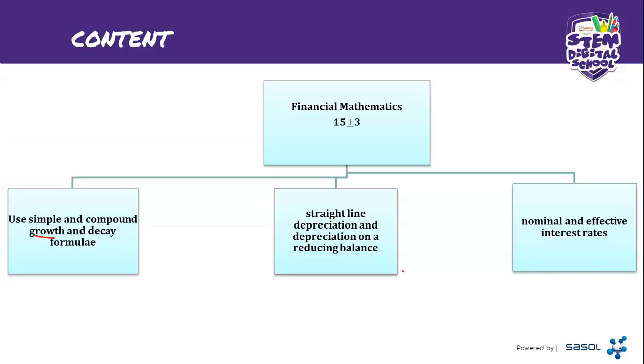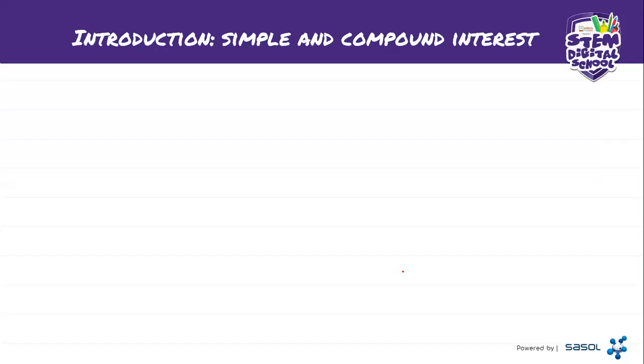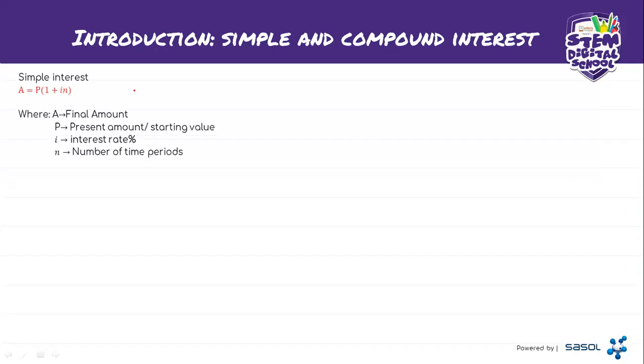All right, let's proceed. The introduction of simple and compound interest. I'm just going to outline the simple interest formula. It's very important that we understand the meaning of A, which is the final amount, or accumulated amount, or the future amount. P stands for the present amount, or the starting value. I is the interest rate in terms of percentage, and N is the number of time periods.